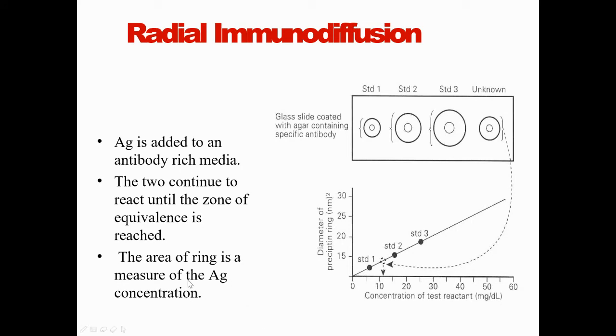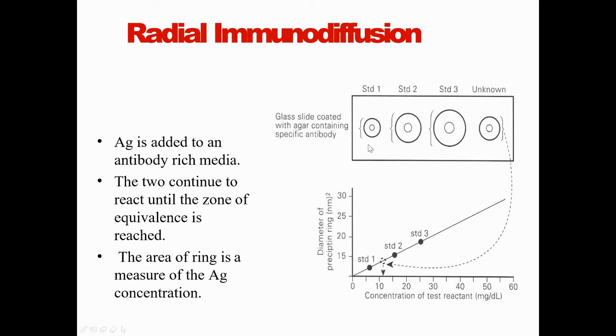So here the antigen will be added to the antibody-rich media. Already it has so much antibody. Here we are adding that antigen. Already this glass slide will be coated with agar containing specific antibody. That's point number one. Already this glass had antibody-rich medium, antibody is more here, and then we are just adding the antigen.